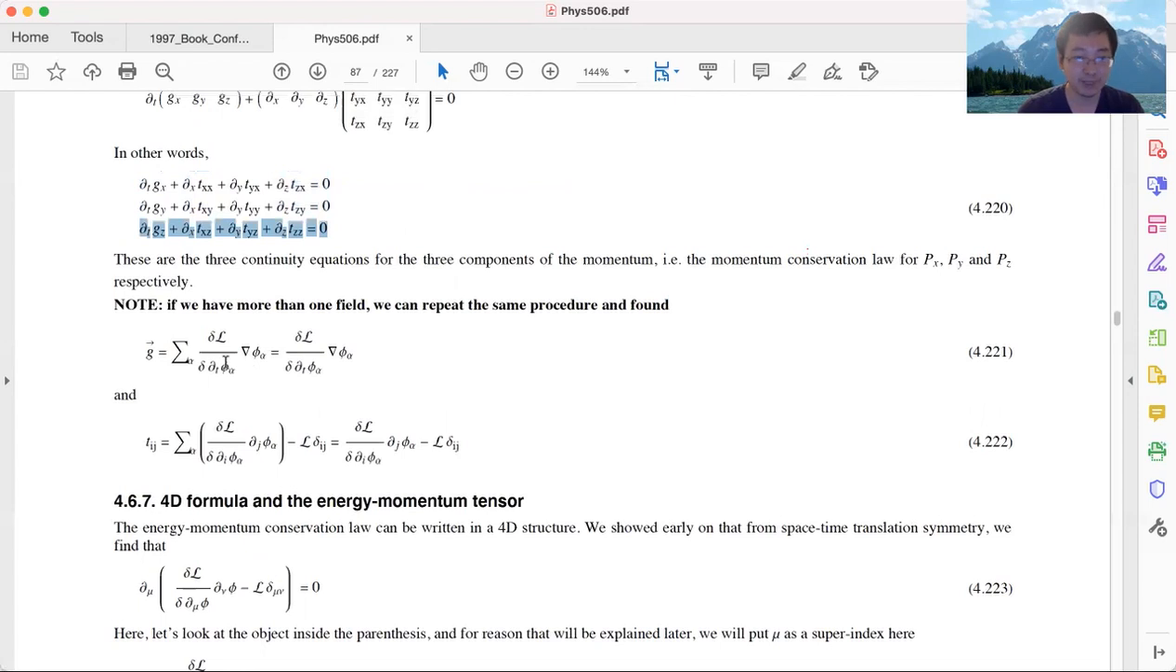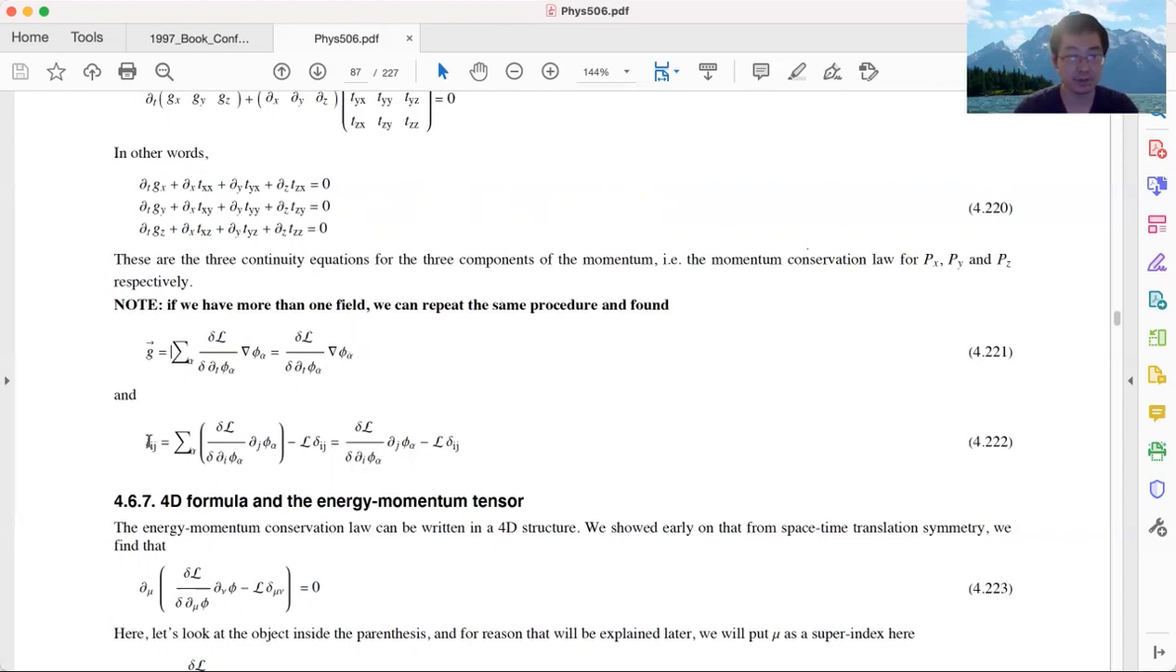Okay, and finally, let me generalize the formula for multiple fields. If our Lagrangian contains multiple fields, phi 1, phi 2, phi 3, lots of phis, then for each phi, we should do the same construction, and we add them together. For every single phi alpha, we do the same combination, and we add them together. And if we use Einstein's convention, we don't need to write down the sum over alpha, because we automatically sum over alpha. So we can also write a formula like this.